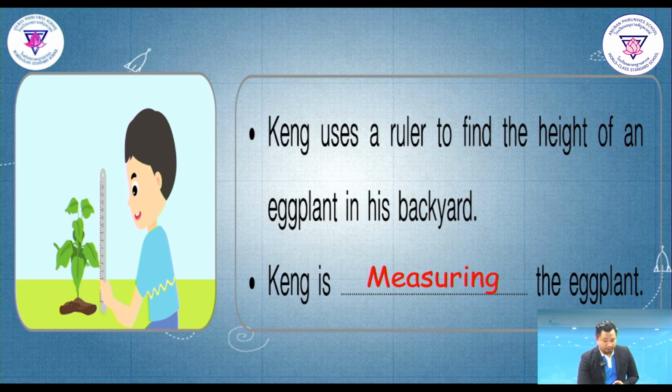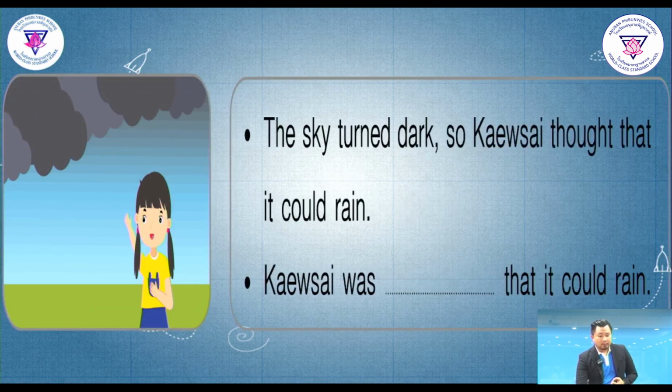Third picture. The sky turned dark, so Kausai thought that it could rain. Kausai is only guessing. He's not making a conclusion. Kausai was predicting that it could rain. Why? Because of the surroundings, because the sky turned dark. I mean to say it will rain, but it's only a prediction.